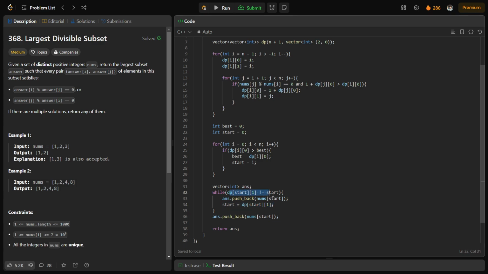Since this was triggered when start was the last element, I also have to push back that last element. That is why I push it into my answer vector, right? So this is how you can solve this particular problem, and then finally return your answer vector. This is going to be the final solution.